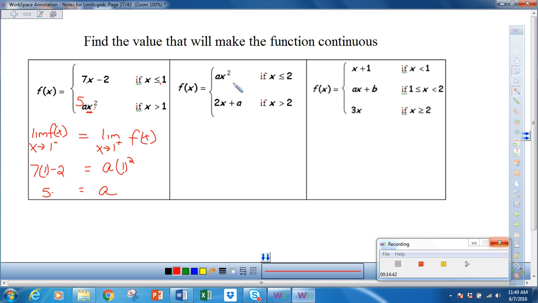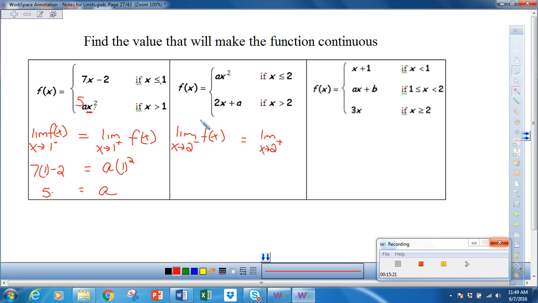Let's do another one. Here we have ax squared when x is less than or equal to 2, and 2x plus a when x is greater than 2. We're going to do the same thing. We're going to take the limit as x approaches 2 from the left, and we want that to equal the limit as x approaches 2 from the right.